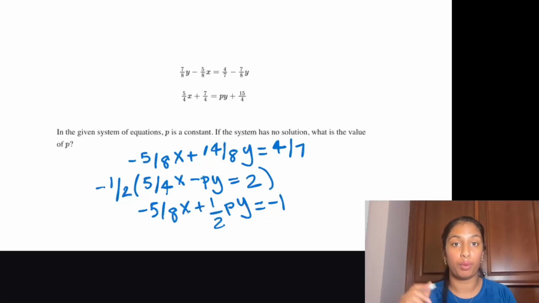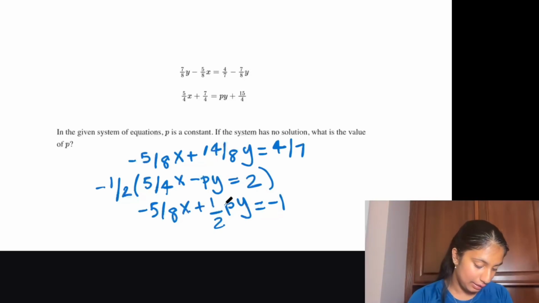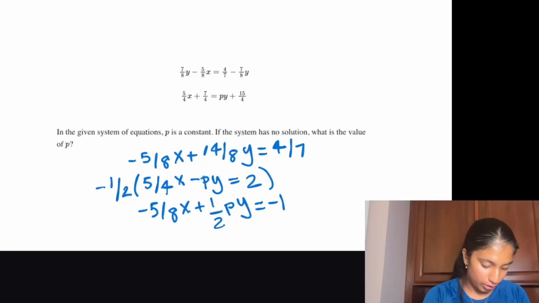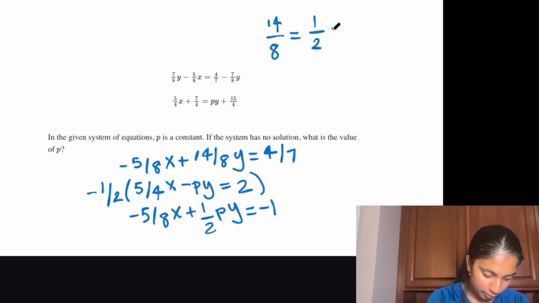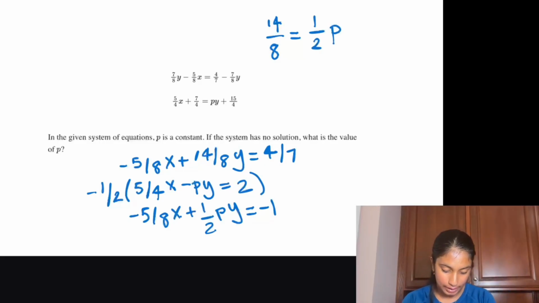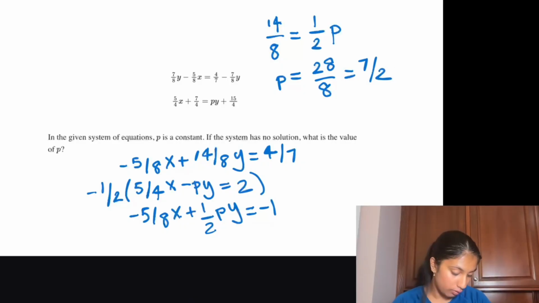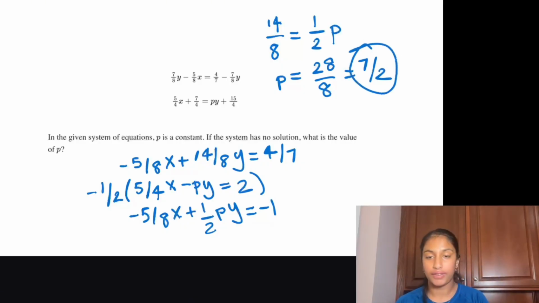Okay, so for the lines to be parallel, and for the coefficients of x and y of one equation to be proportional to the coefficients of x and y for the other equation, we're going to have to make the y coefficients equal as well. And the way we're going to do that is just let them equal to each other. So 14 eighths equals 1/2 p. And then I can see that p has to equal 28 eighths, which is the same thing as 7 halves, or 3.5, which is our final answer for p. So that's the value of p we need for the system to have no solution.